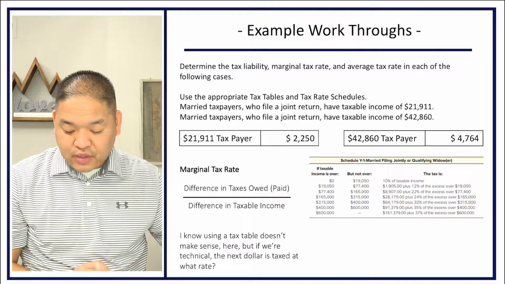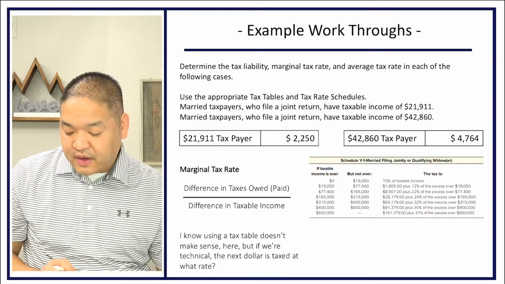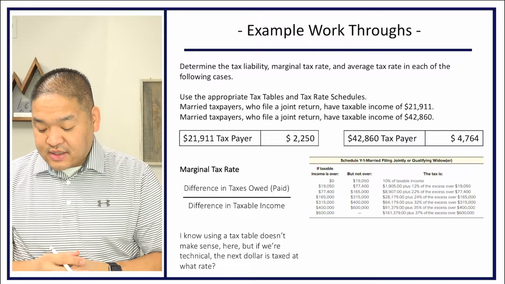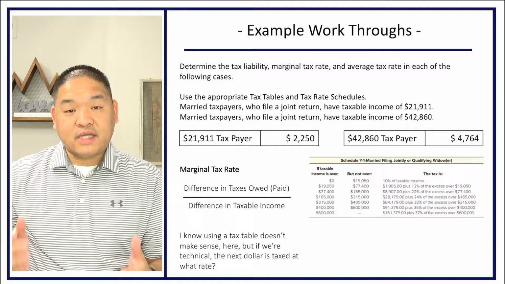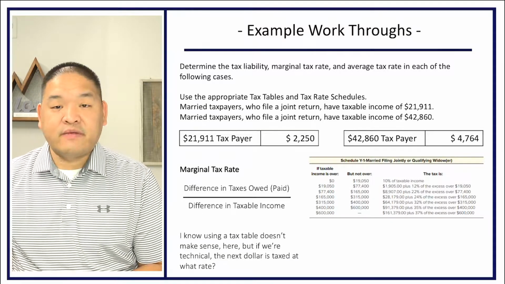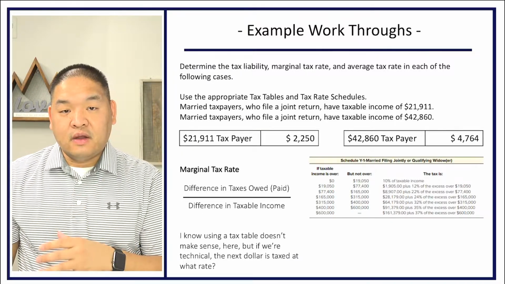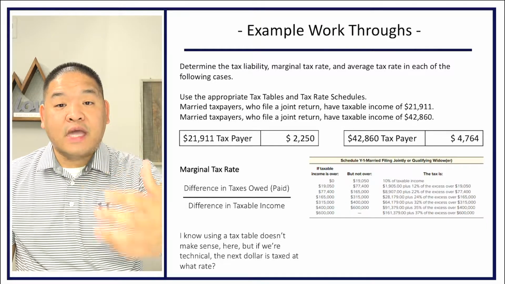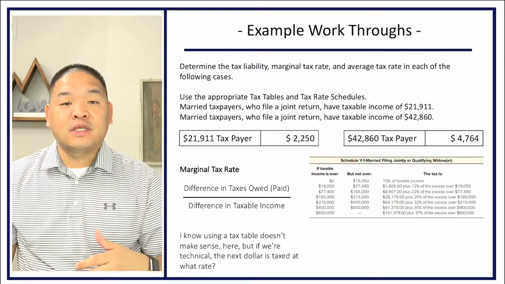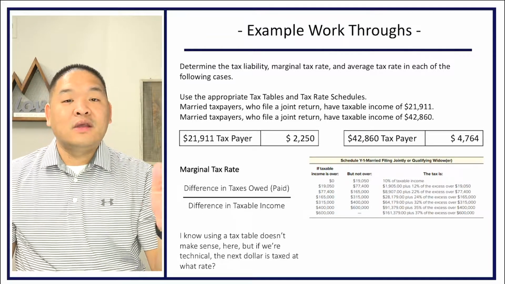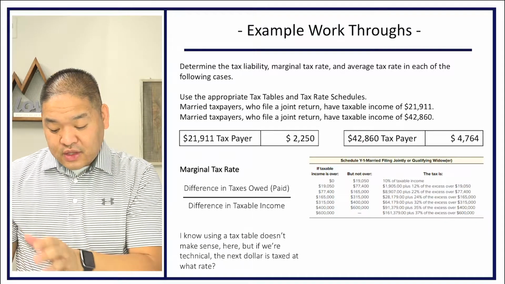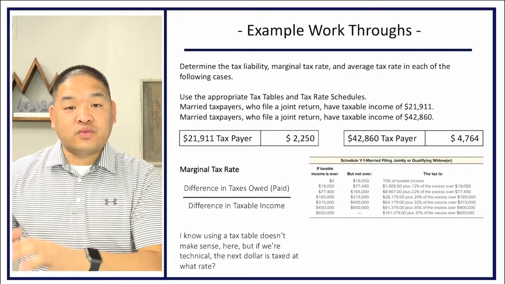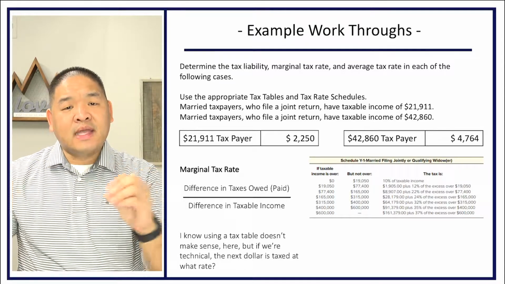We've got the $21,911 taxpayer has $2,250 of taxes, and then the $42,860 taxpayer has $4,764 of tax liability. So the next question is what's their marginal tax rate? Now, there's two ways of solving this. We can do this all over again and add $1 to their income, or we can go to the tax rate schedule and just see what line they're in.